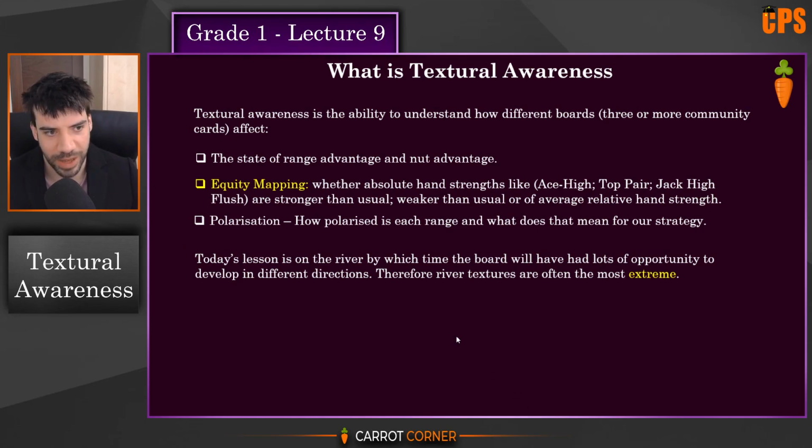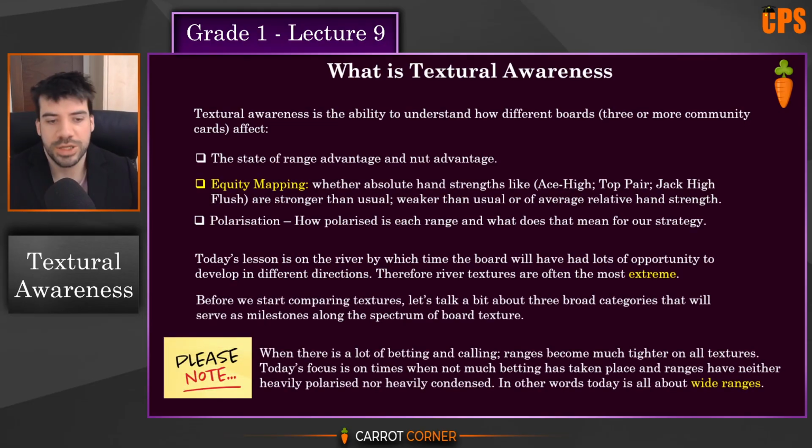Sometimes ace high is a value bet, sometimes ace high is a bluff, sometimes ace high is in between, as we'll see. So before we start comparing textures, I want to talk a bit about 3 broad categories that are going to serve as our milestones along the spectrum of board texture. It's always good to acknowledge that while poker is a spectrum and things are true in a gradable sort of way, we can still assign labels that separate one end of the spectrum from the other, and maybe one in the middle as well.